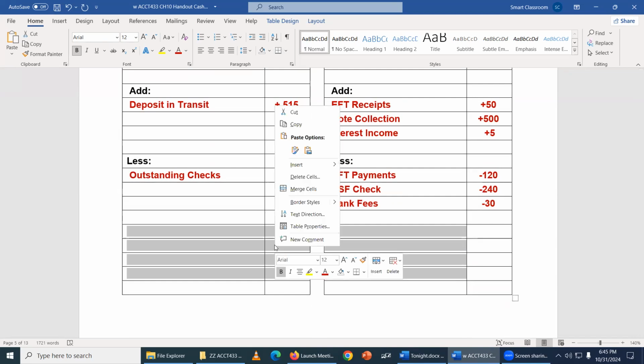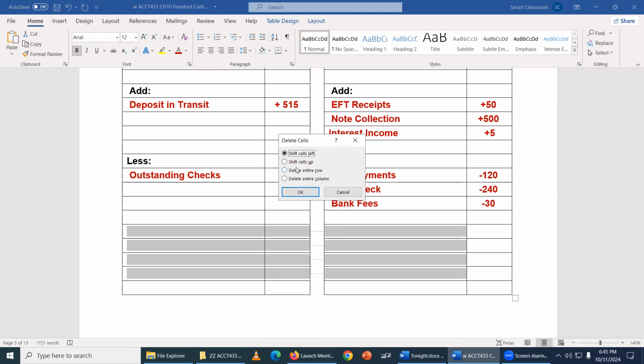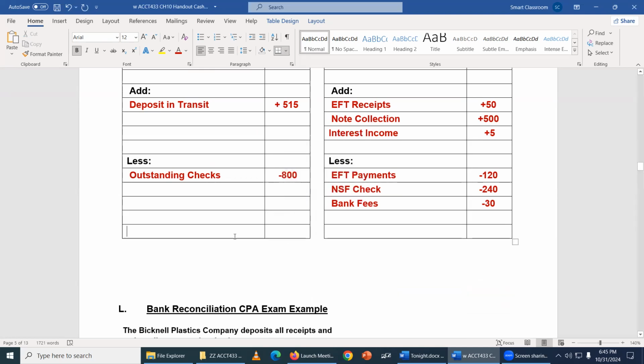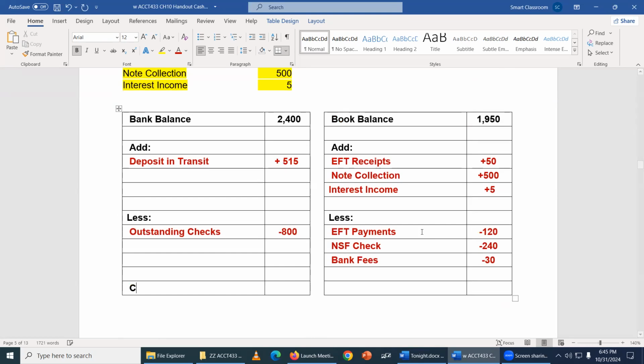I'm going to eliminate some of these lines just to get on the same page here. Okay, so we'll end up with a corrected balance, and we'll end up with a corrected balance over here too. And they should be the same. They're the same. 2115, both sides. So these two should be the same. They should equal.